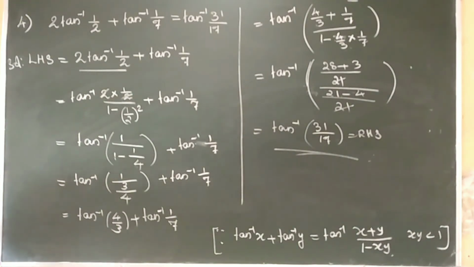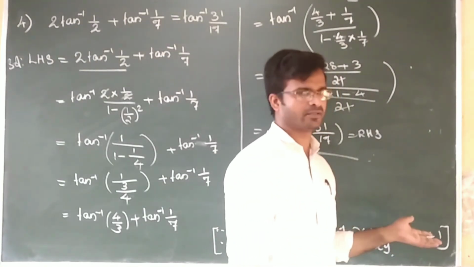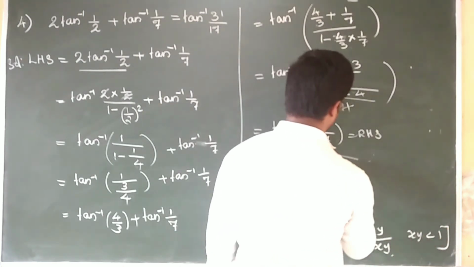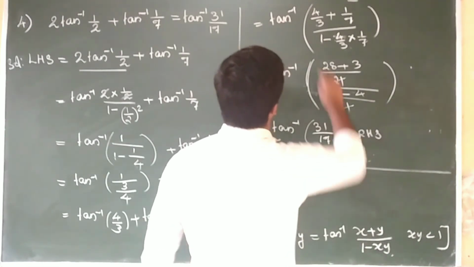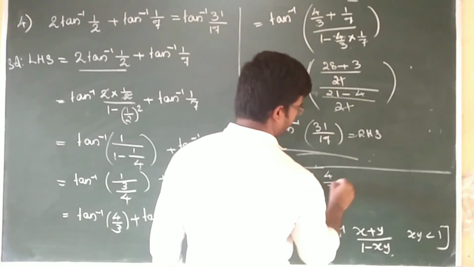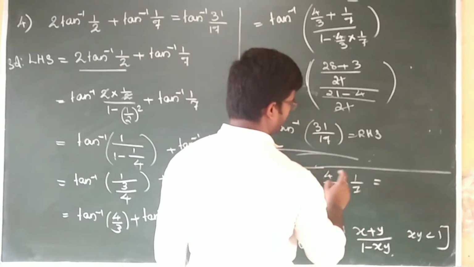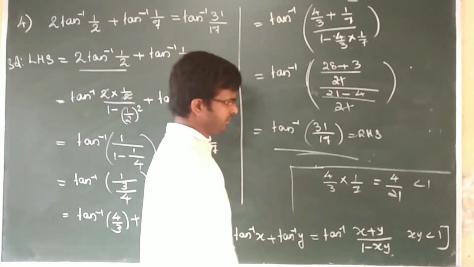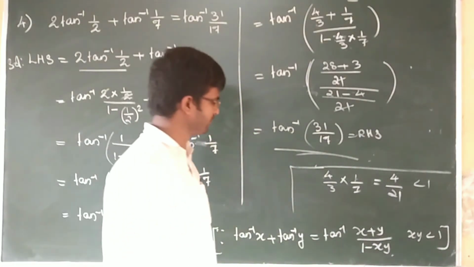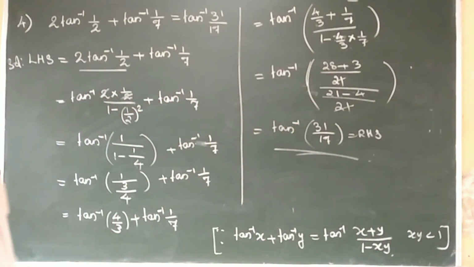Check the one condition given: x into y less than 1. In here we can check x into y. X is 4 by 3, into 1 by 7, 4 into 1, 4 divided by 21. Okay, less than 1, isn't it? 4 divided by 21 is less than 1. Then this is our answer. You can write it down in your notebook.